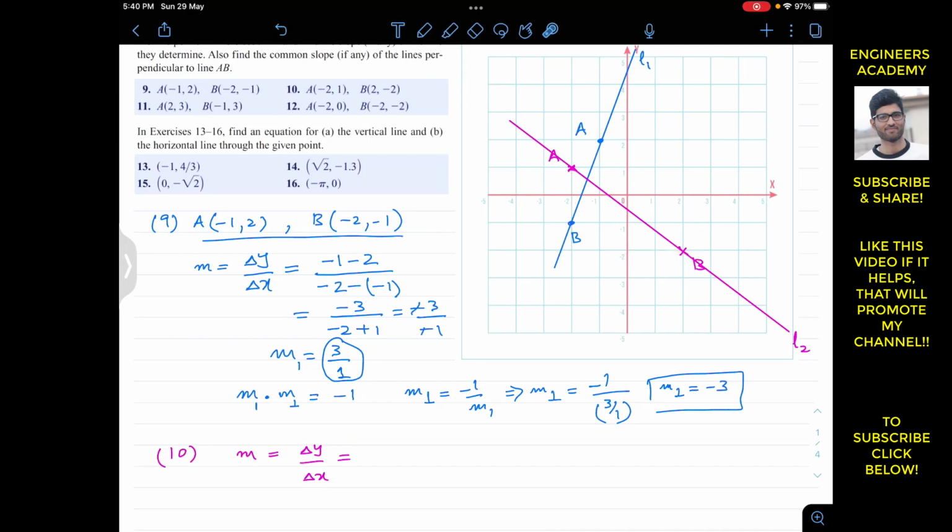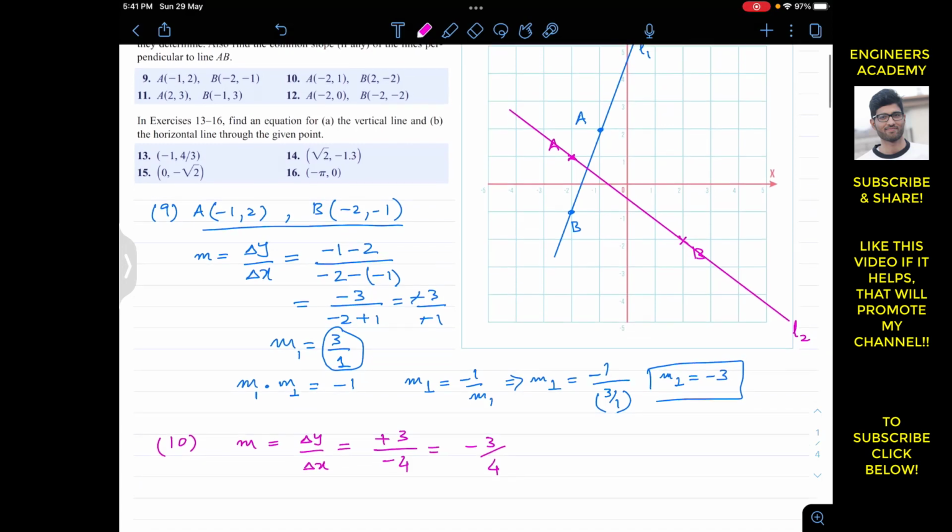So we have 3 positive steps in the y. So we can write it directly, that is plus 3 divided by minus 4. So the slope of this line is minus 3 divided by 4. And now let's find it by that formula.